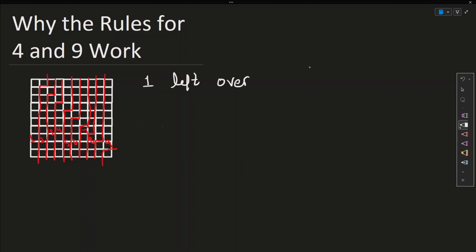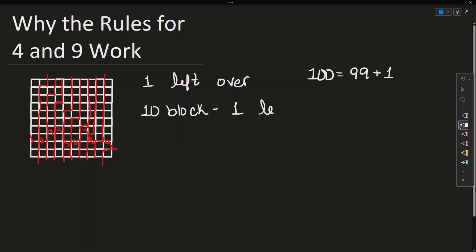100 is 99 plus 1. Since 100 is 99 plus 1 and 99 is divisible by 9, there is 1 left over. If we had a 10 block instead, there would still be 1 left over. For the exact same reason, 10 is 9 plus 1.